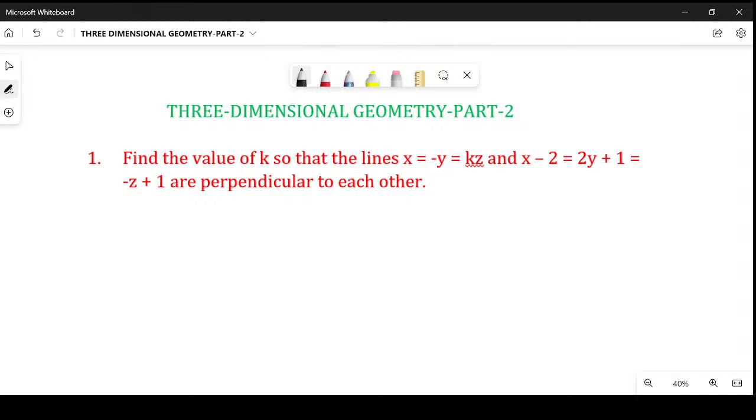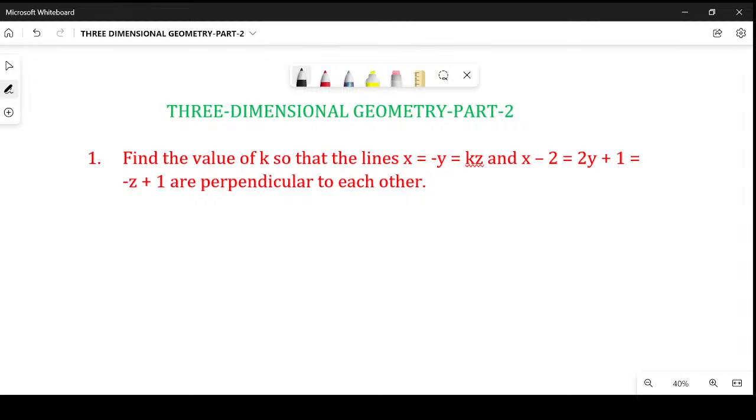Look at the first problem now. In three-dimensional geometry part 2 I am doing all the important models. If we solve these models along with me, you will definitely be thorough with three-dimensional geometry, no doubt in that. Maximize your score. Now see the first question, I am going to explain the first one.